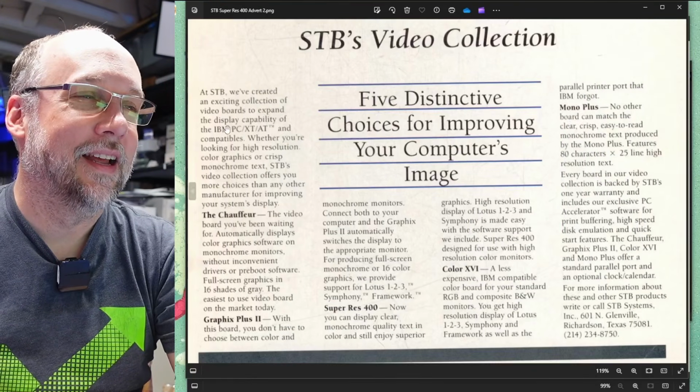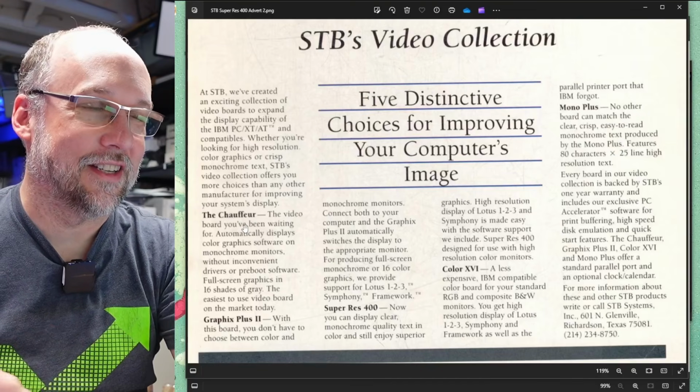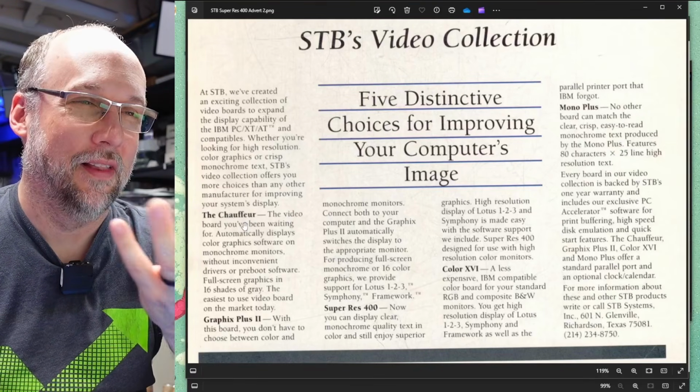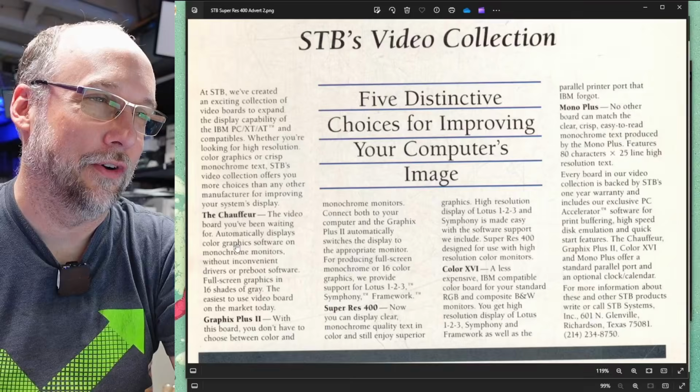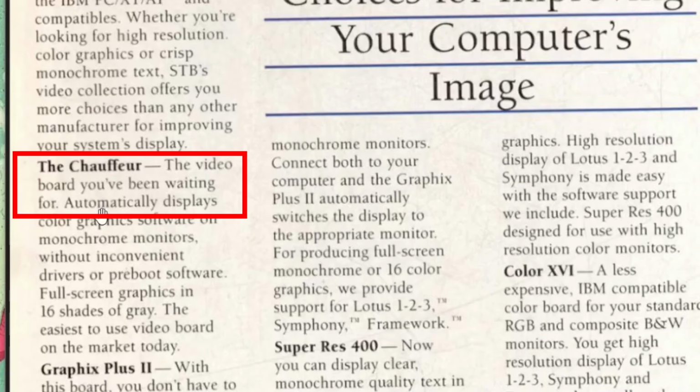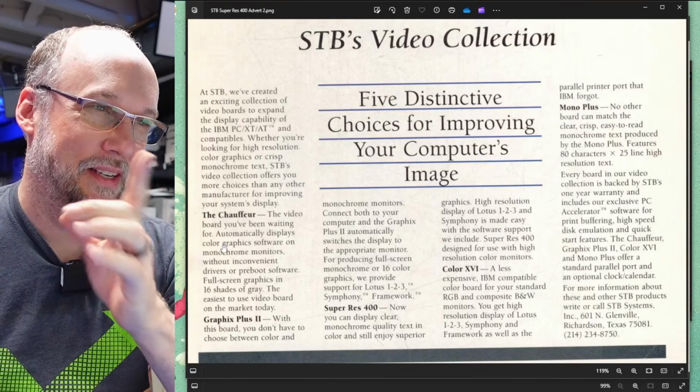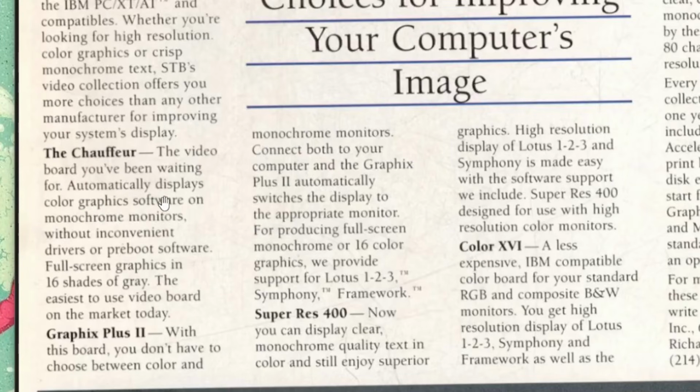Moving down on the ad, it talks about all these different cards that they actually sold. The one on the left, I guess, was the Chauffeur. It seems to be the video card you were waiting for. I don't think you knew that, did you? But yep, it is. It automatically displays color graphics software on monochrome monitors without inconvenient drivers or pre-boot software.